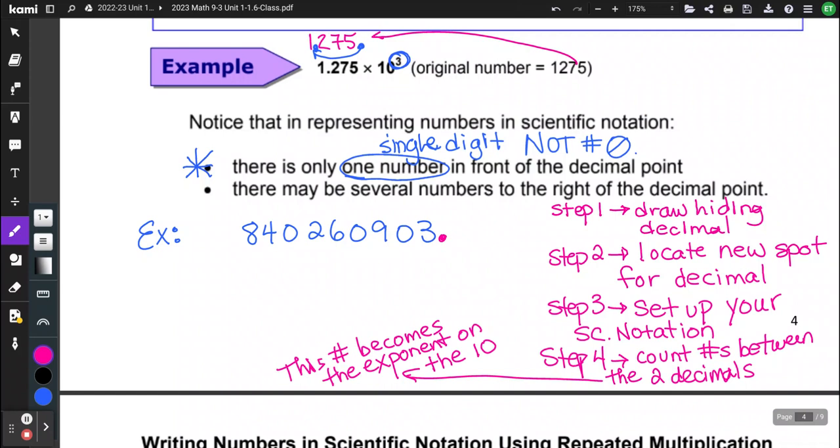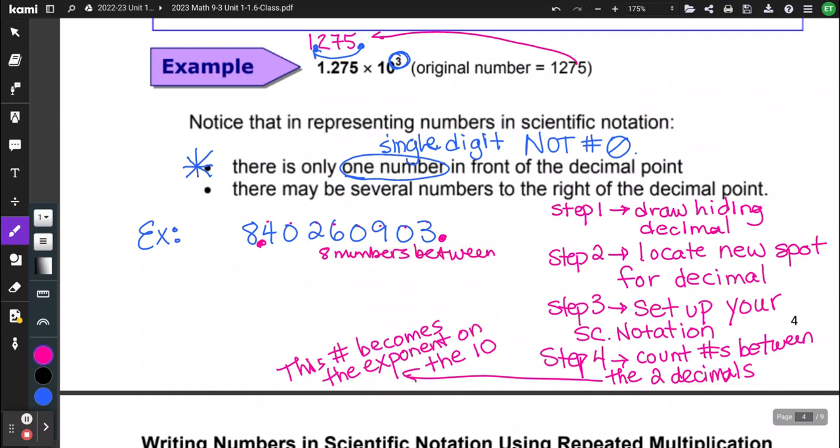So in our example, we did step 1. We put our hiding decimal. Now it says locate my new decimal spot. Well, it's got to go between the 8 and the 4 because remember, you want the first number to be between 1 and 9. 8 is between 1 and 9. We can't have 2 digits there. So now I've got to count how many numbers are between. So I've got 1, 2, 3, 4, 5, 6, 7, 8. There's 8 numbers between.